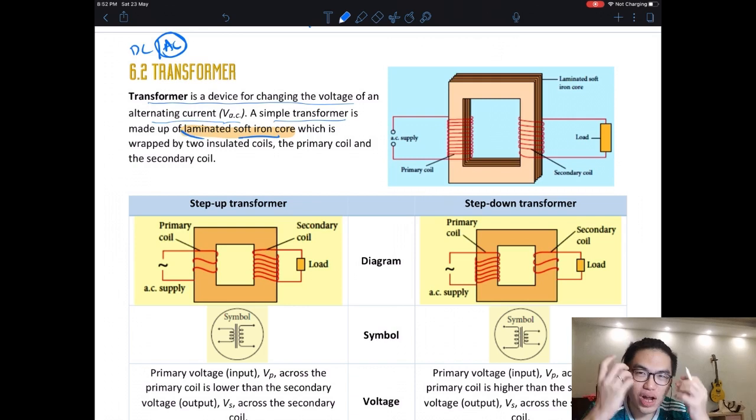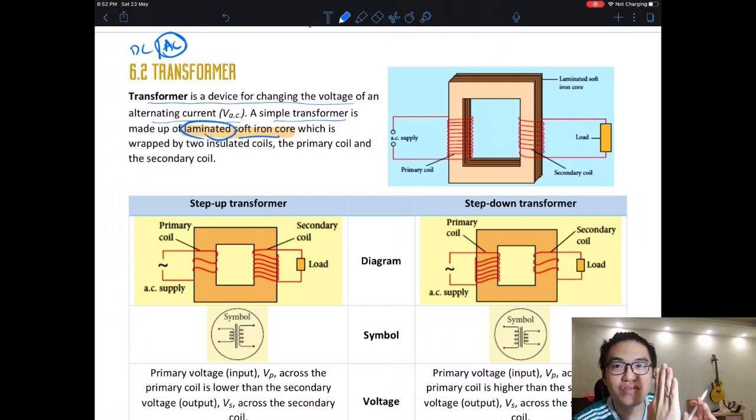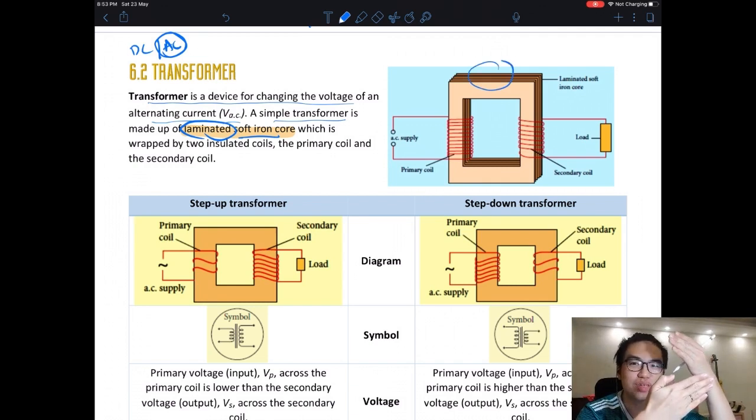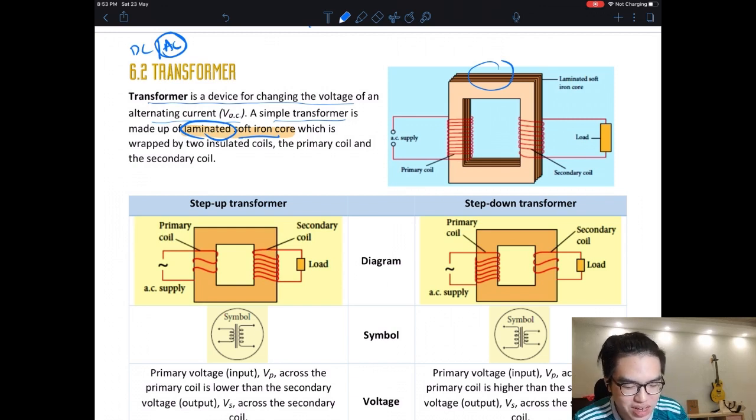Instead of one big piece of iron, now I'm using small pieces of iron, and then I use insulator in between. Something like a sandwich. Can you see this is like a sandwich? So iron, then maybe I put insulator like wood, iron, wood, iron, wood, iron, wood, instead of one big piece of iron. Why? Because this is more efficient. I don't waste that much energy as heat. I hope you can understand this. So the main point here is I use a laminated soft iron core.